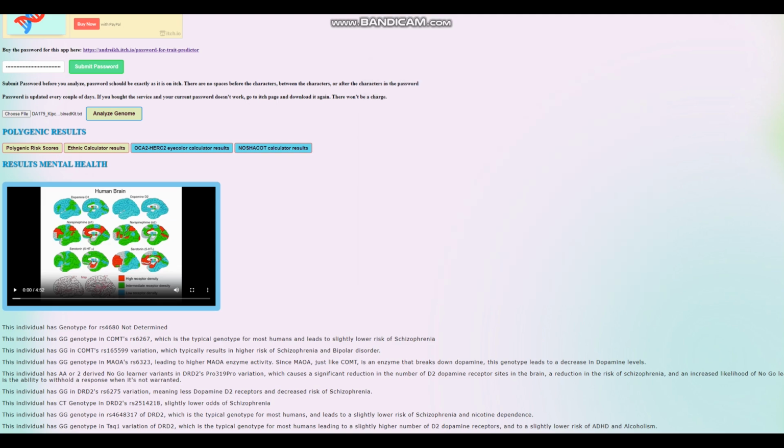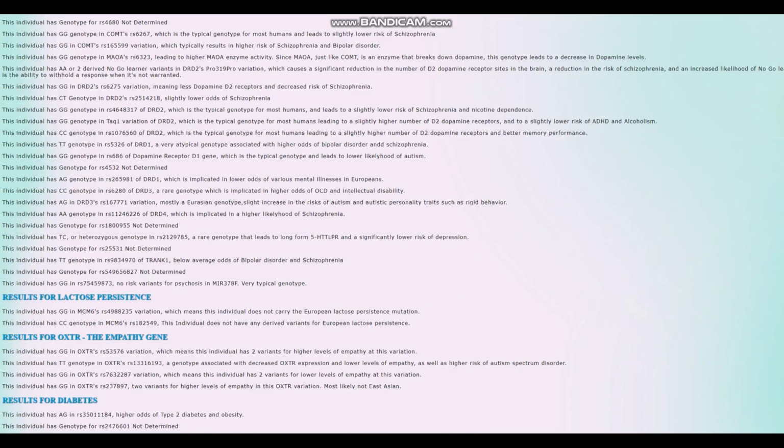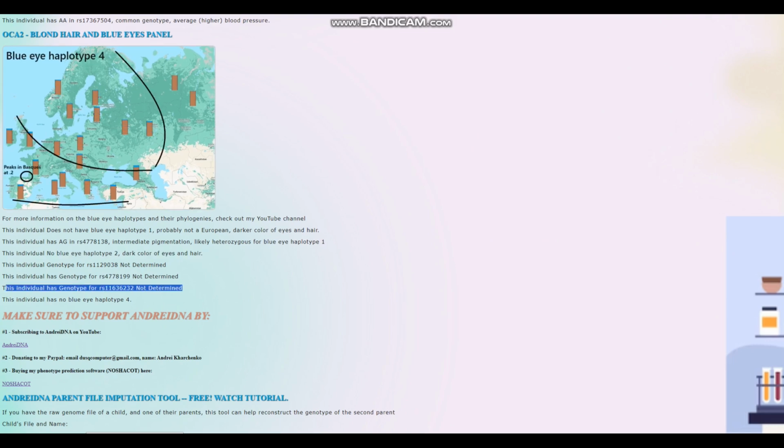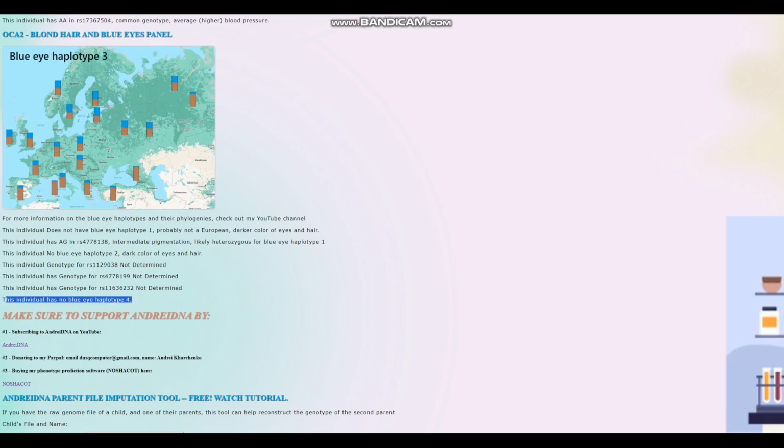So it looks like he doesn't really have any of the blue eye haplotypes that you need to have light color eyes and hair and the rest of the light features. So we're gonna scroll back to the very end, and here we see he indeed does not have blue eye haplotype 2. His genotype for BH3 is not determined, but we know for a fact he does not have BH3 because he does not have BH2. He does not have BH4 either.